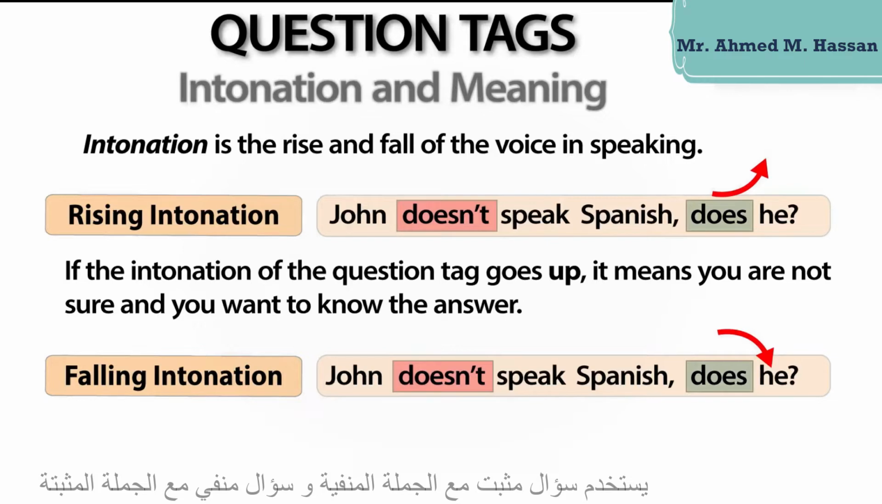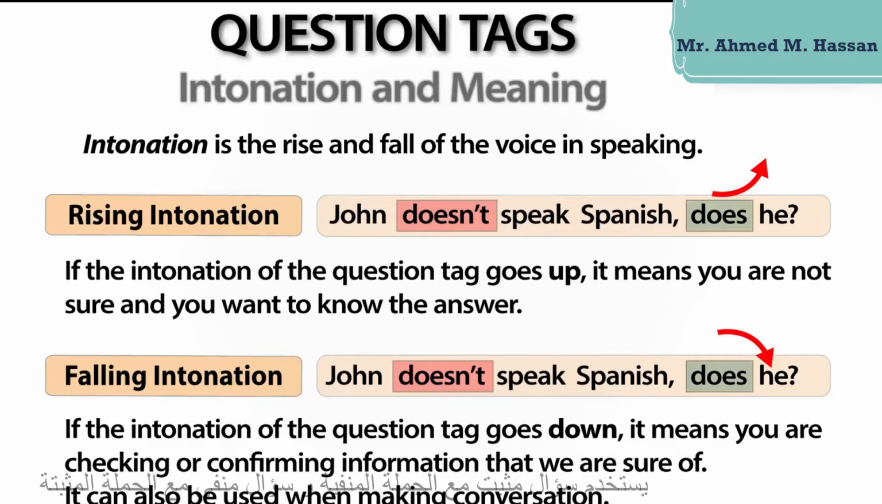Falling intonation. John doesn't speak Spanish, does he? If the intonation of the question tag goes down, it means you're checking or confirming information that we are sure of. It can also mean you're making conversation. John doesn't speak Spanish, does he? My voice went down at the end with does he? Because I'm sure he doesn't speak Spanish, but it would be great if you could confirm this with me. Or I just want you to agree with me.